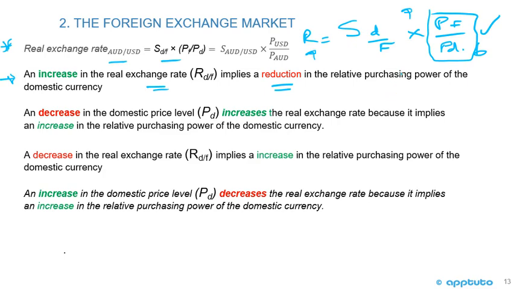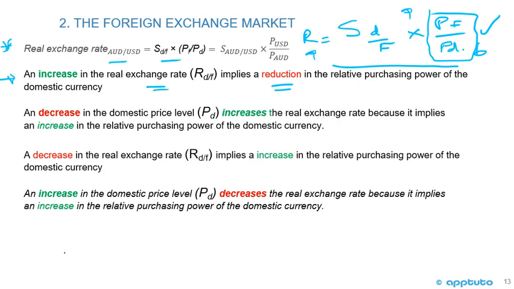Then it becomes really easy. You just have to remember what the formula is, understand what the numerator and denominator are, and then just understand that an increase in the real exchange rate means that the denominator is going down. That's a reduction in the relative purchasing power of the domestic currency.